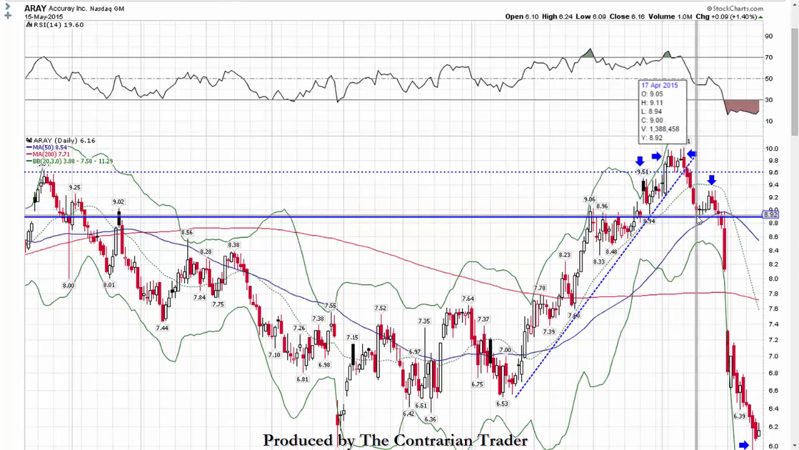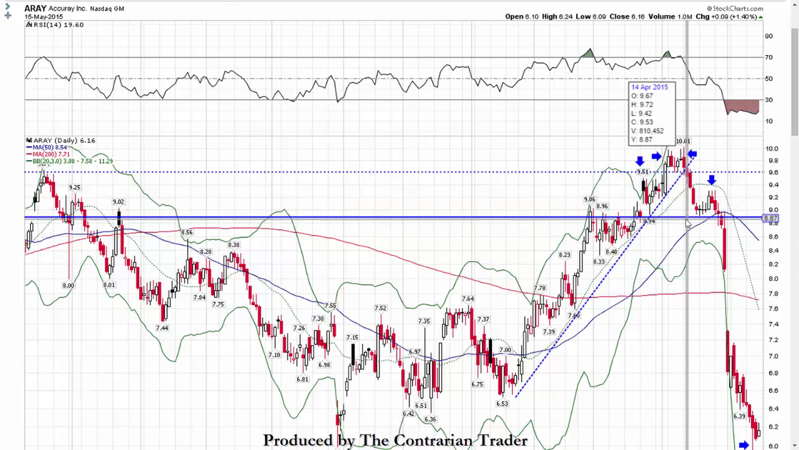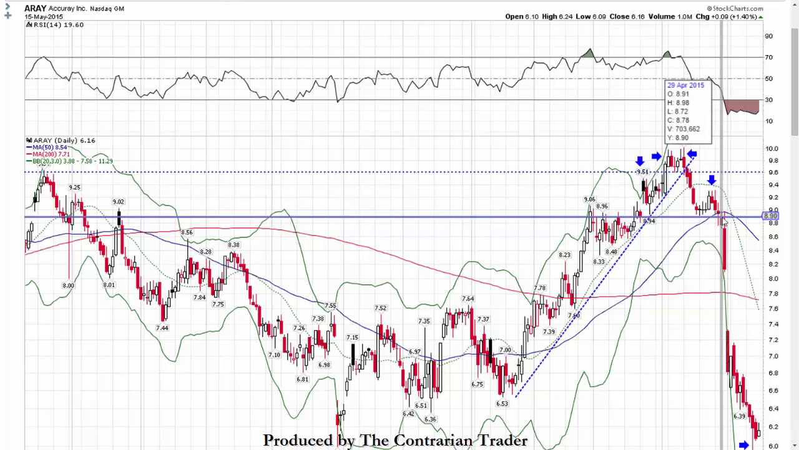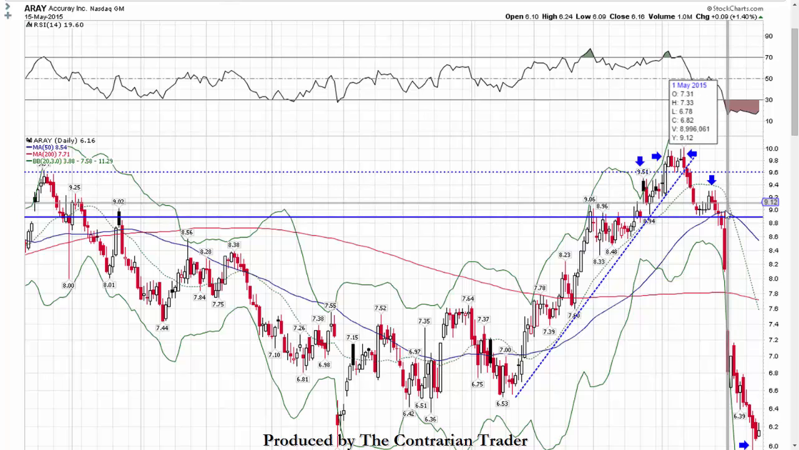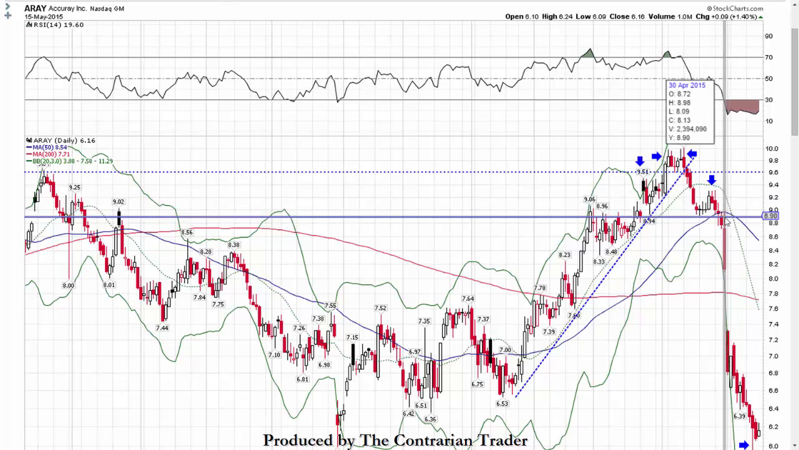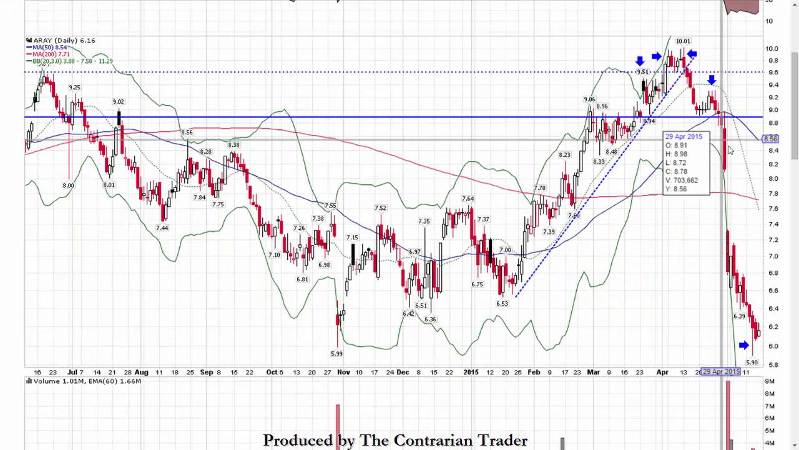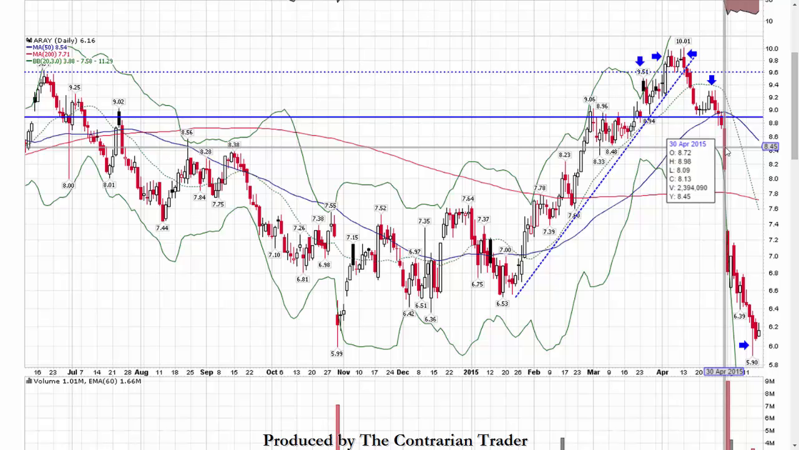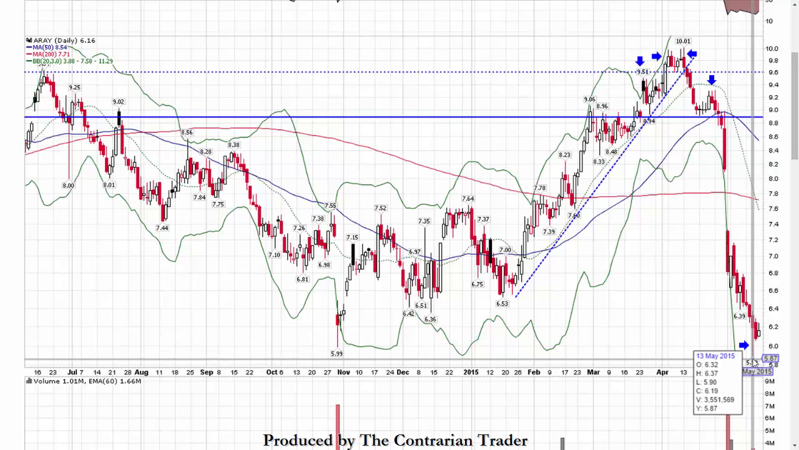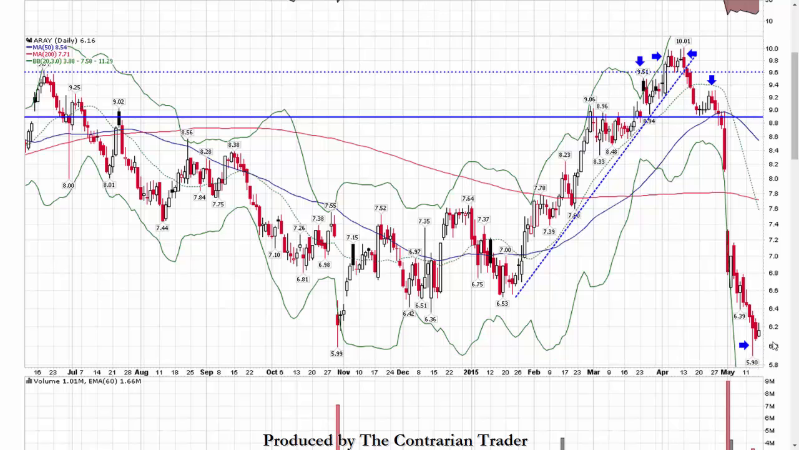Once it broke down below that neckline, you had to get out. When did it break that neckline? It did so on April the 29th. If you had gotten out at the end of trade on April the 29th, you would have avoided this huge breakdown on April the 30th, where we saw a high on the day of $8.98. We've now seen a low of $5.90, a big drop.